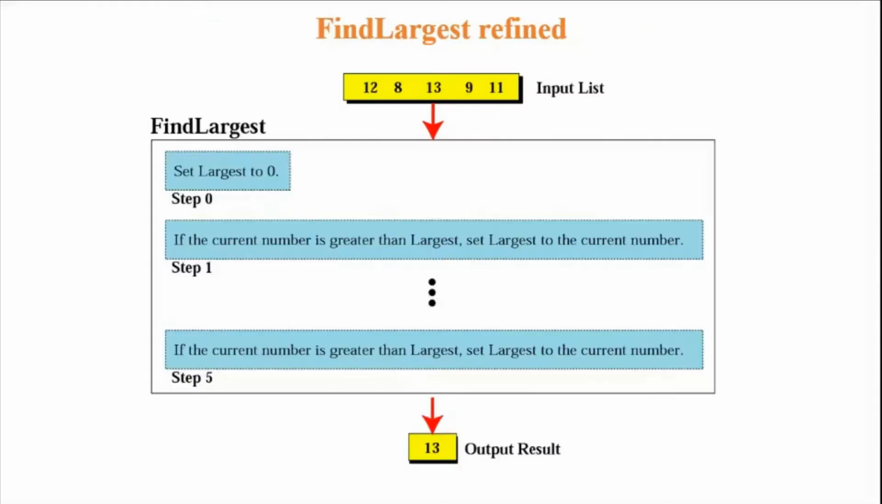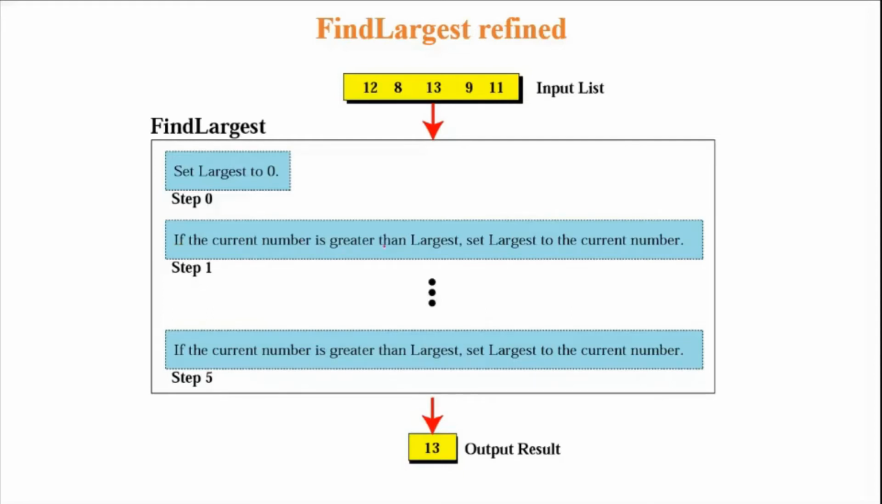Let's see. In order to refine this, the first refinement is in setting the largest value. The largest value can be set to 0 because all the values in the input list are positive integers. If all the values in the input list are positive integers, then we can set the largest value to 0. Then we can repeat the steps that we have described before.